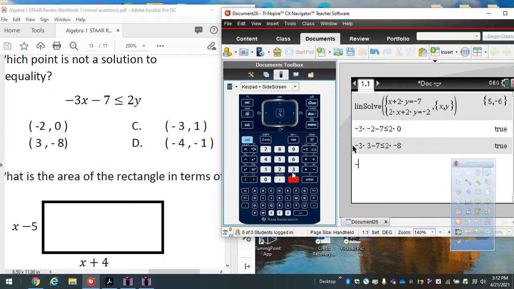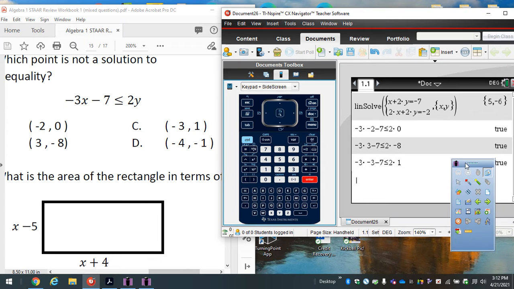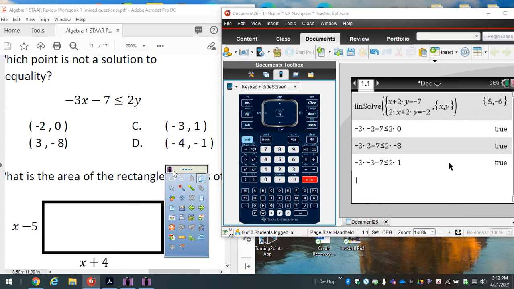We're going to go with a -3, parentheses. -3, because that's a -3 here. And they're saying plug in x to a -3 here. Minus 7. Same inequality sign. 2 times 1. True. Please, God, please, let's get it correct.